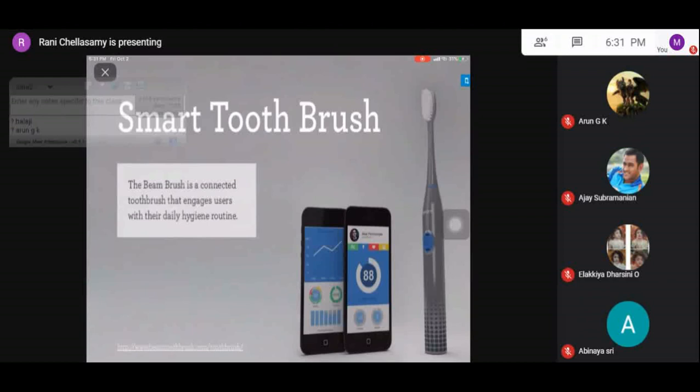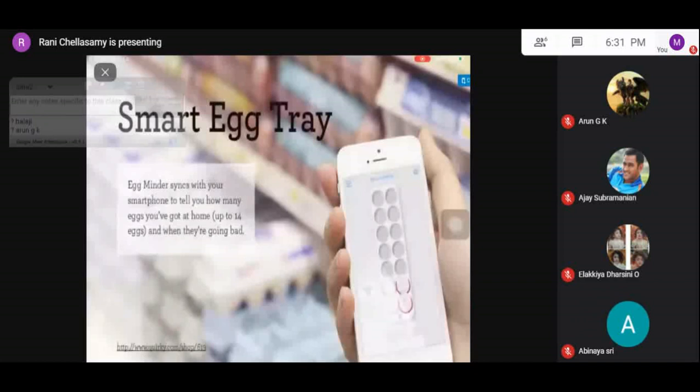Another application is the smart toothbrush. We call this the Beam Brush, which is connected to the toothbrush, and it engages the user with the daily hygiene routine. Next you can see a smart egg tray. We call it Egg Minder, which synchronizes with your smartphone to tell how many eggs you have in your home. Up to 14 eggs can be stored. It will remind you how many eggs are left, and if all the eggs have been used, it will alert the user to buy new eggs and store them. Like that, it will remind the person.